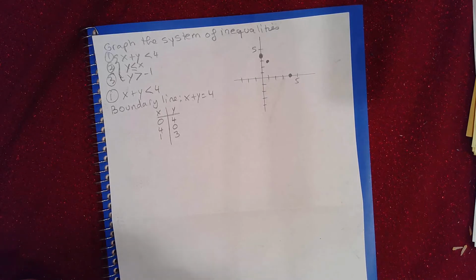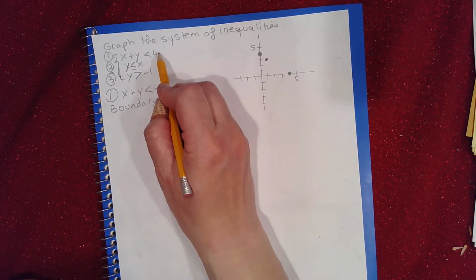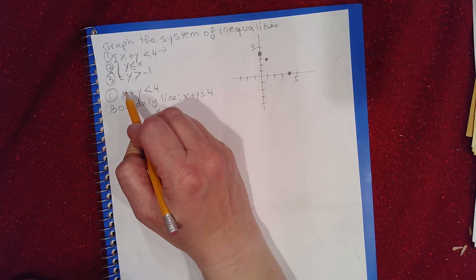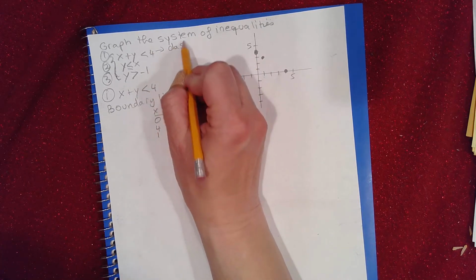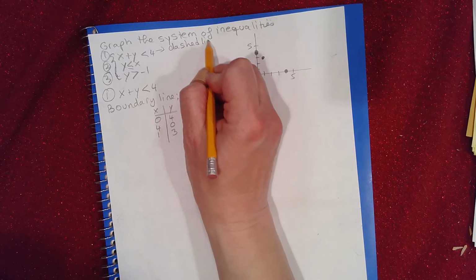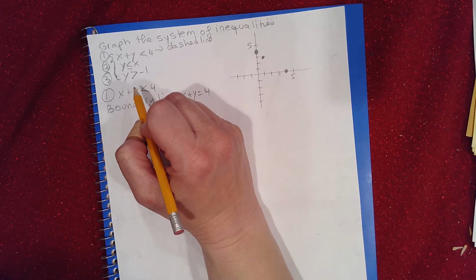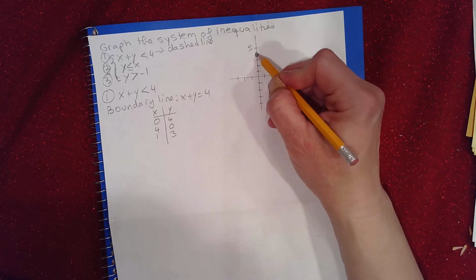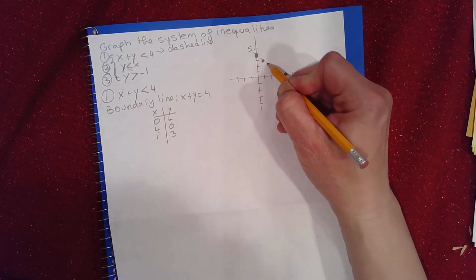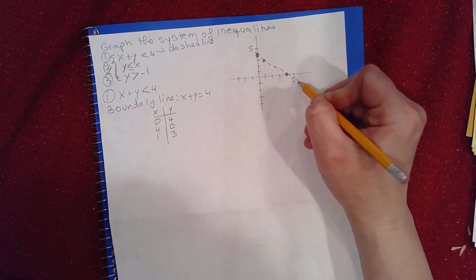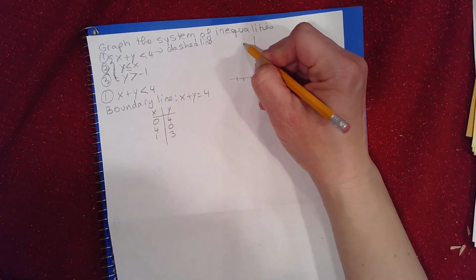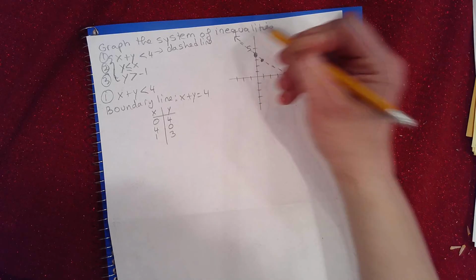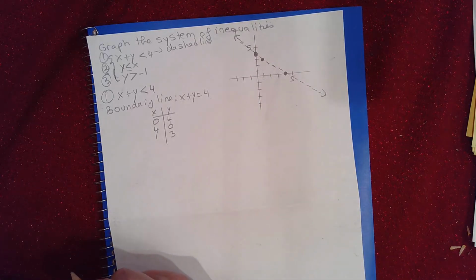These are points on the boundary line. If you take a look at the first inequality, you realize that the boundary line is not included in the solution. You have a dashed line. If you recall, a dashed line, because you have less than 4, it's not less than or equal. So draw the dashed line, and here's the boundary line for the first inequality.